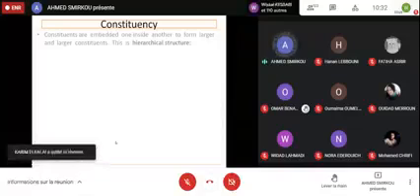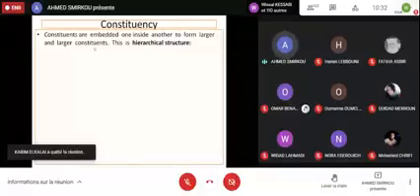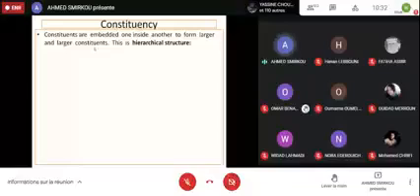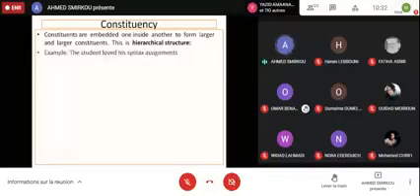So constituents are embedded one inside another to form larger and larger constituents. And this is called hierarchical structure. Here is an example. The student loved his syntax assignments. So the largest constituent is the sentence. The student loved his syntax assignments.